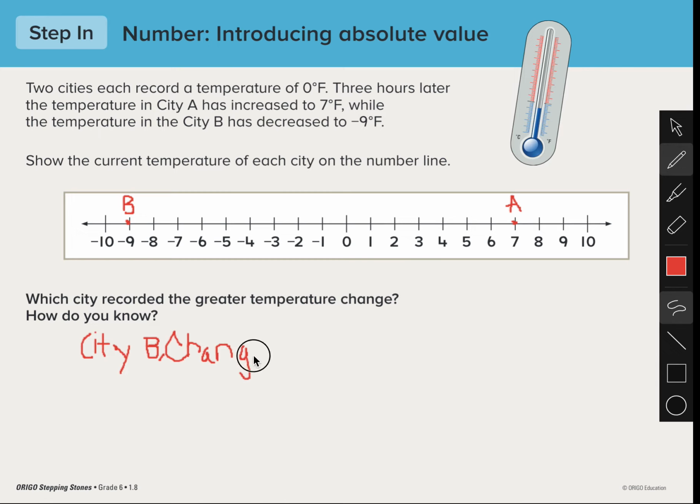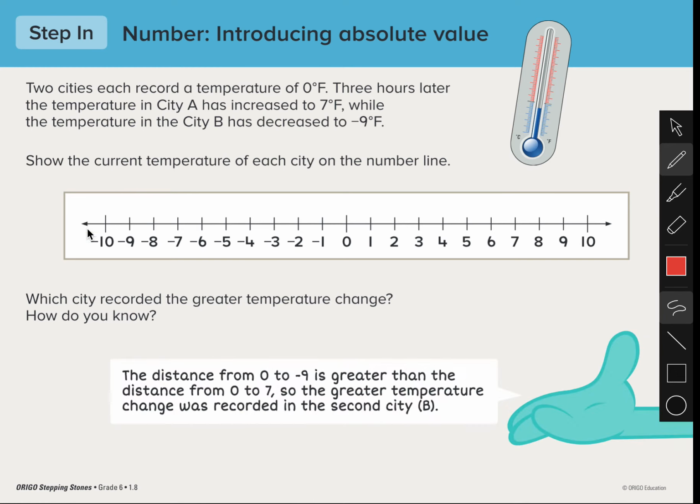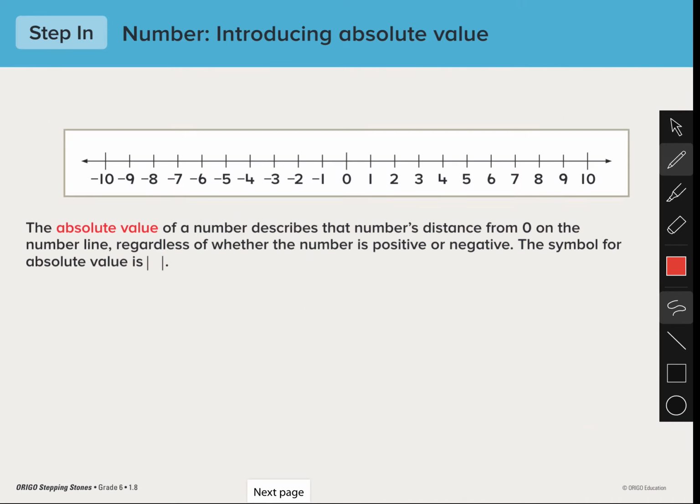Changed 9 degrees. Okay, while city A only changed how many degrees? 7. We knew that the distance from 0 to -9 is greater than the distance from 0 to 7, so the greater temperature change was recorded in the second city, city B, which is what we had found.